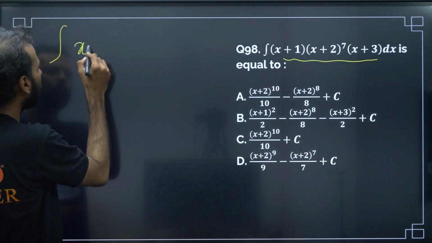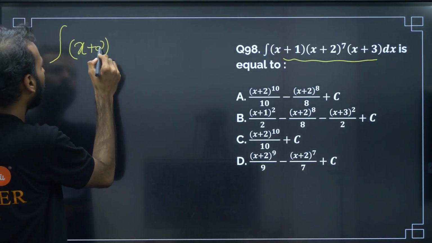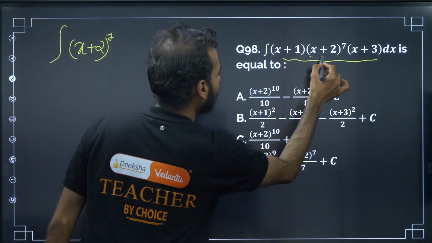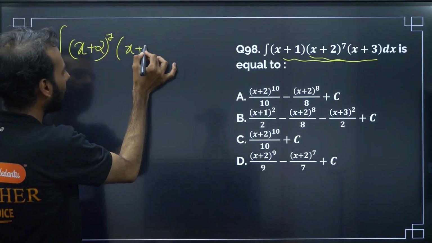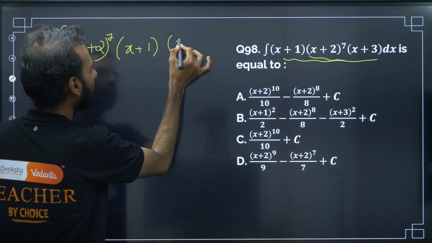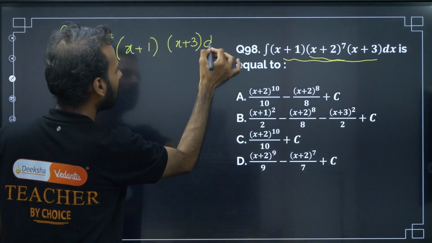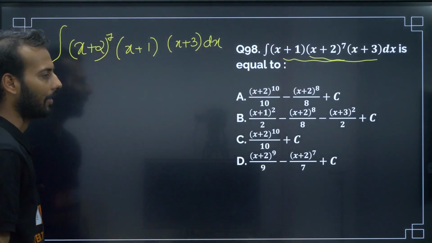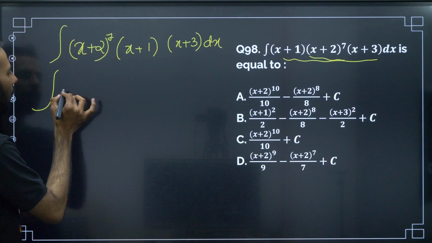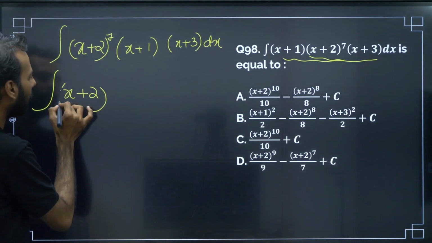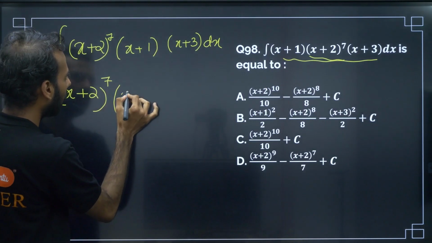Let me write that x plus 2 power 7 as it is. This first term I am just writing it here. Next, let me write this x plus 1 and x plus 3, same expression, just copied from the question. In the exam you don't have to do all these steps. Here, just for your understanding, I am doing x plus 2 power 7. Now see here what manipulation we have to do.